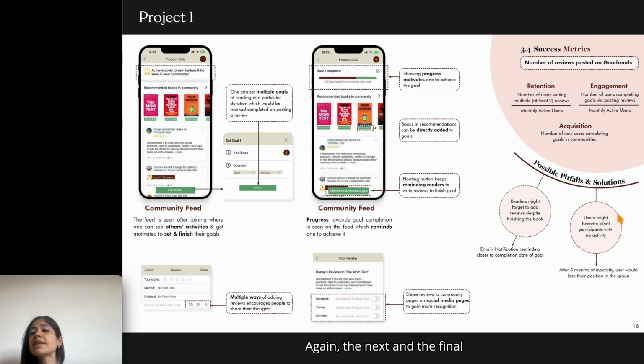Again, the next and final section was of possible pitfalls and solutions. So this shows that you can think beyond the solution that exists right now, and you are mindful of what could go wrong. So here I had mentioned that these are the things that might not work as per plan, and this is how I would mitigate these problems going forward.